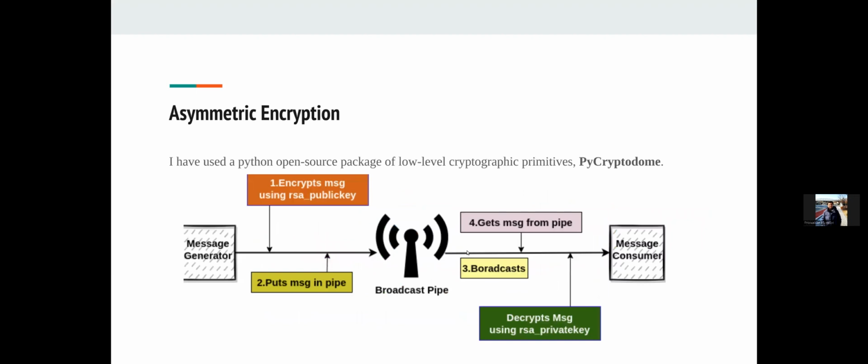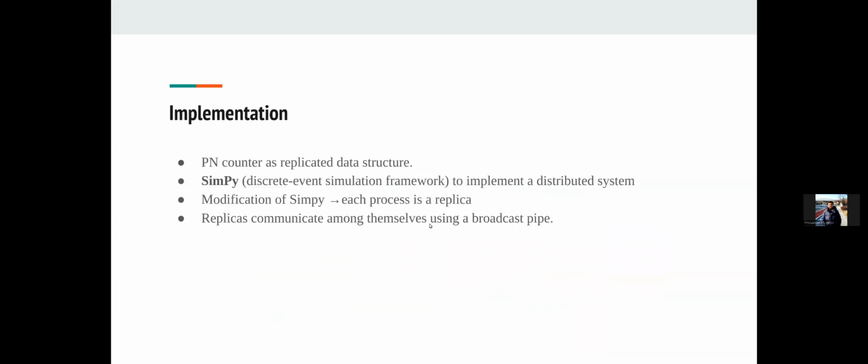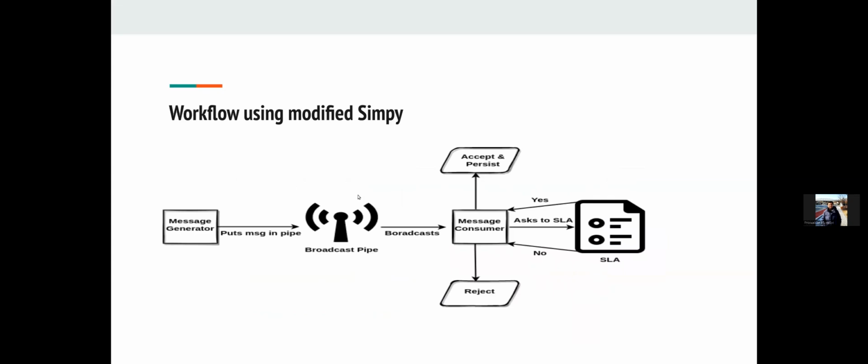Okay. Now I'll talk about some encryption. To ensure secure communication between the replicas, I have used asymmetric encryption. And to implement the asymmetric encryption, I have used a Python open source package, PyCryptodome. So this was the modified SymPy workflow in this project.